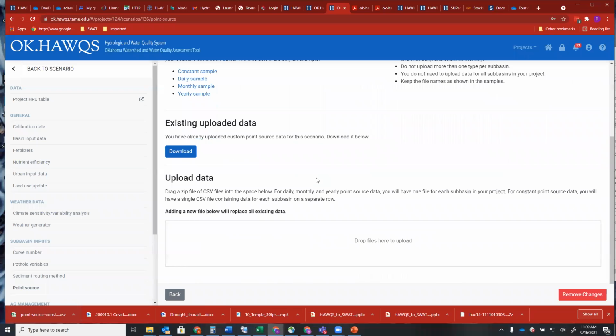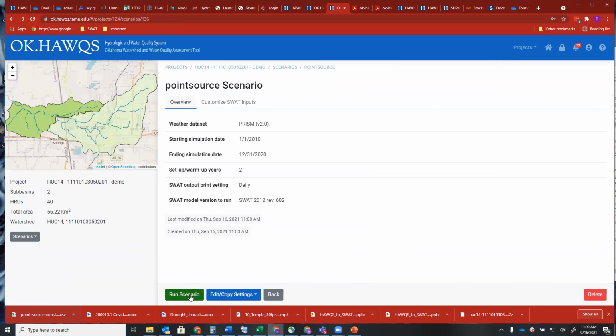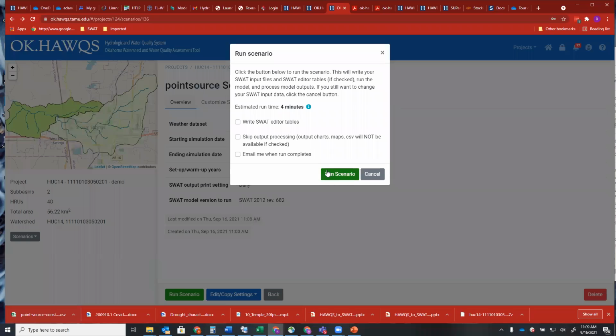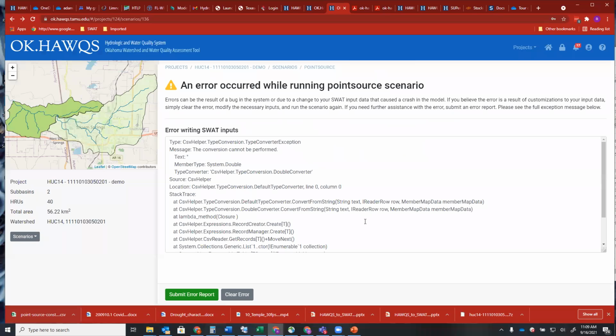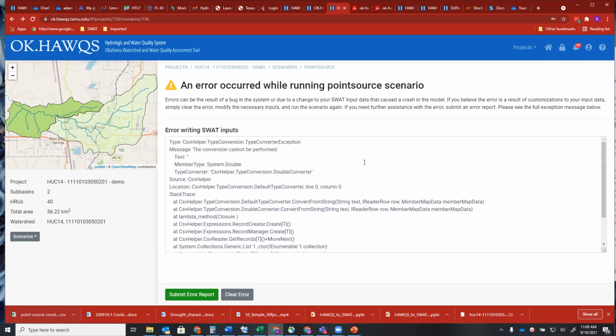Okay. So once it's done, I can go back and say run my scenario. All I did in this scenario is the same as the previous scenario, except I added a point source. And I say run. I don't need to do this. I say run. Oops, what did I do wrong? Something is wrong with my CSV.